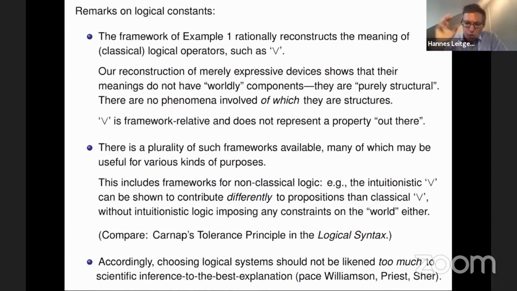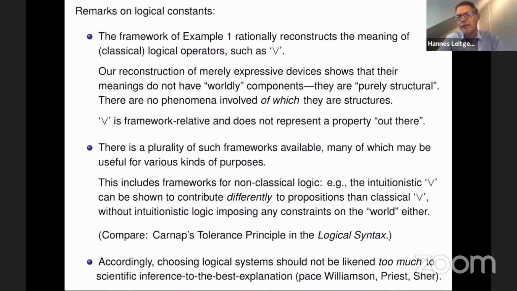Therefore, when choosing logical systems is likened to inference to the best explanation, as some people have done, some of them in the audience, I think there's something right and something wrong about that, okay? With respect to the pragmatic aspects of choosing theories, that's right. That's exactly the way I suggest to think of it, okay? But if you thought that choosing logical systems is exactly like theory choice, that there's a phenomenon out there that the logical symbols need to track, and the phenomenon out there is maybe an empirical one or something like that, then this would go too far.